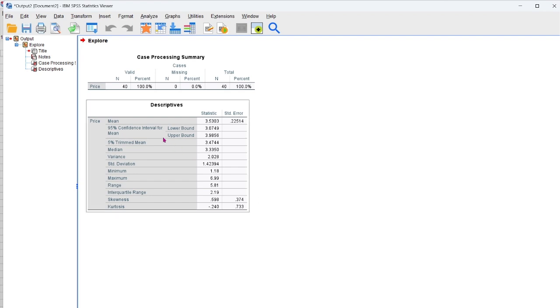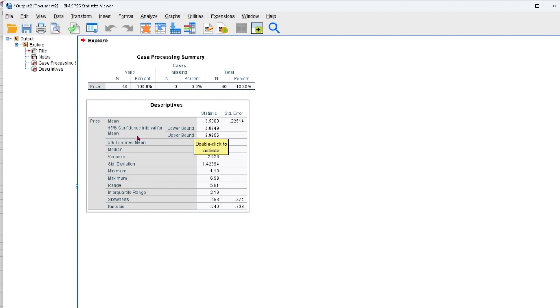And then we have our confidence interval. Now this is it right here. So again, we have the mean of $3.53. It is computing for us a 95% confidence interval, $3.07 to $3.98. That is our confidence interval. And so that tells us that 19 out of 20 times, if we took a sample, our true value of the mean would be in this interval.